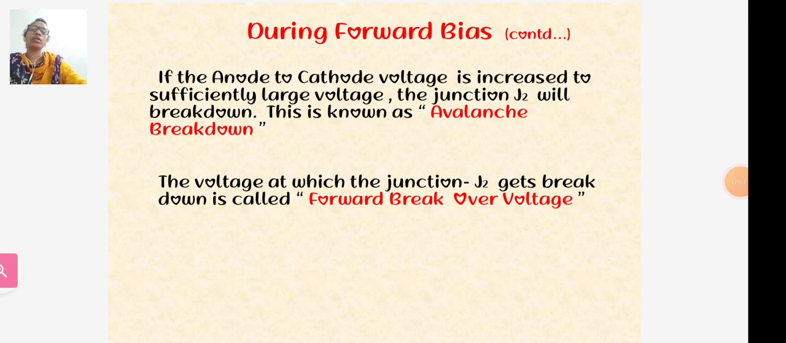So actually, what is latching current? The latching current is the minimum anode current required to maintain the thyristor in on state immediately after a thyristor has been turned on. It is the minimum anode current required to maintain the thyristor on state immediately. So that is called the latching current.